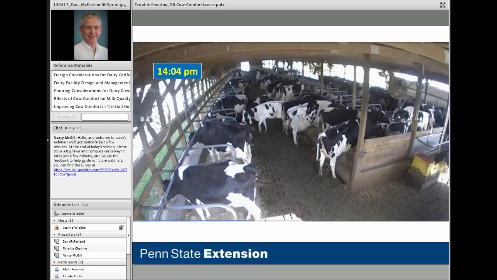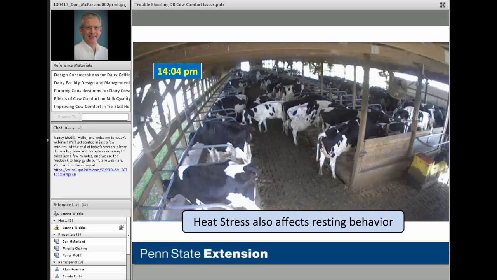So observation of stalls takes time, and you need to look at it at several times during the day to get an accurate evaluation of how the stalls are being used. Another thing that comes into effect is that heat stress does affect resting behavior. Cows tend to stand longer periods of time when they're under heat stress, perhaps because they can expose more of their body area to the environment to help get rid of the heat rather than if they're laying down.